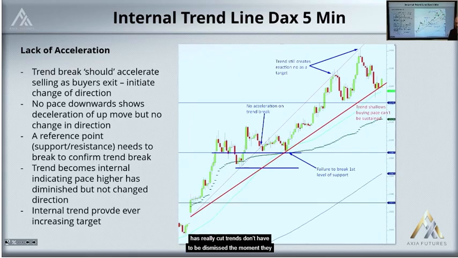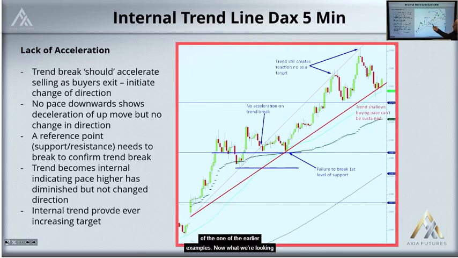Trends don't have to be dismissed the moment they break. And acceleration to deceleration can be used to your advantage as the day progresses. This is a short-term version, and it's what I call an internal trend line. And we kind of saw that a little bit with the S&P deceleration of trend that we looked at in one of the earlier examples. Now, what we're looking at here, and it's not to say you can expect this, but you're in a market that has the ability for this to happen.